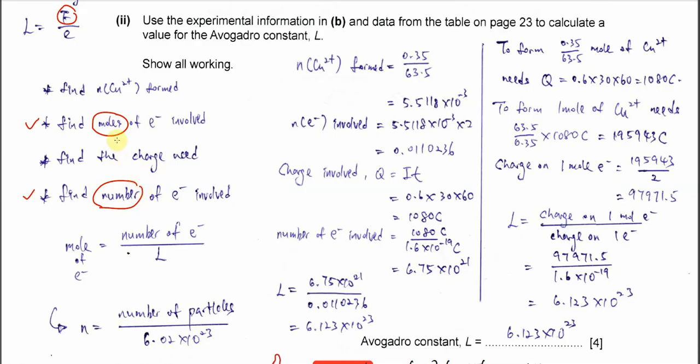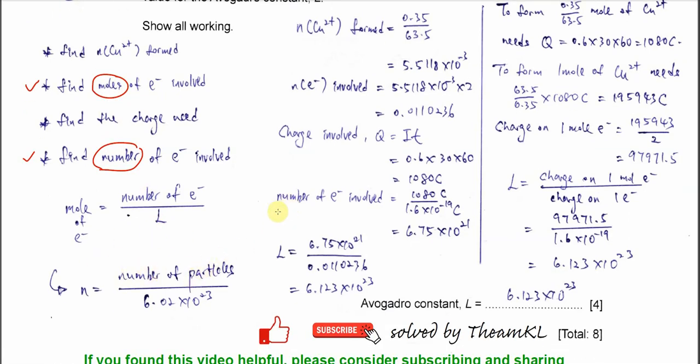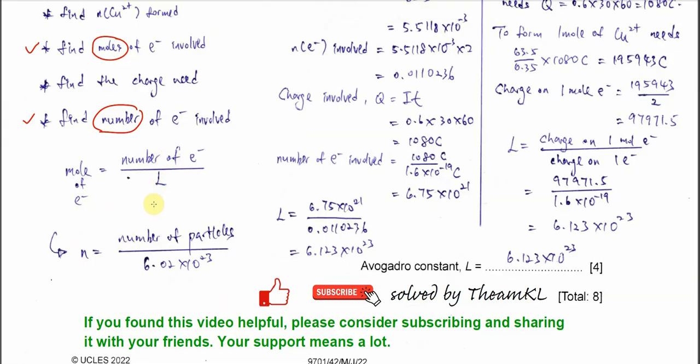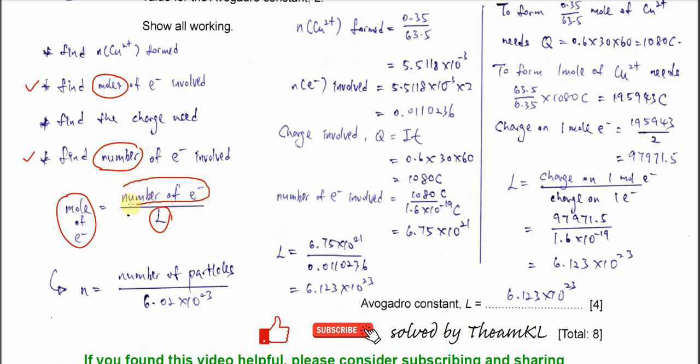They are different things. Moles of electrons and the number of electrons can be related using this. Please recall what you learned before. To get the moles of something, the moles is equal to the number of particles over the Avogadro constant. So for the moles of electrons, we use the number of electrons involved over the Avogadro constant. That's the relation. If you want to find L, the Avogadro constant, you must find these two terms: the moles of electrons involved and the number of electrons involved. Then you can get L.